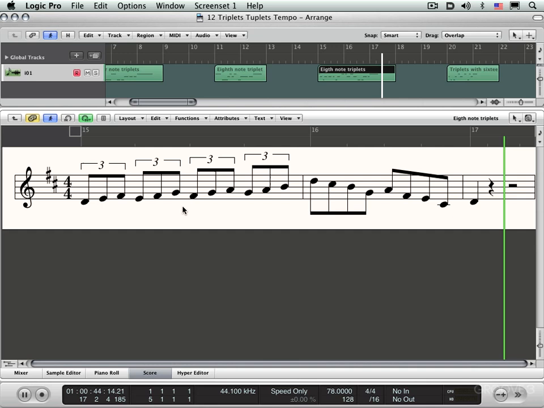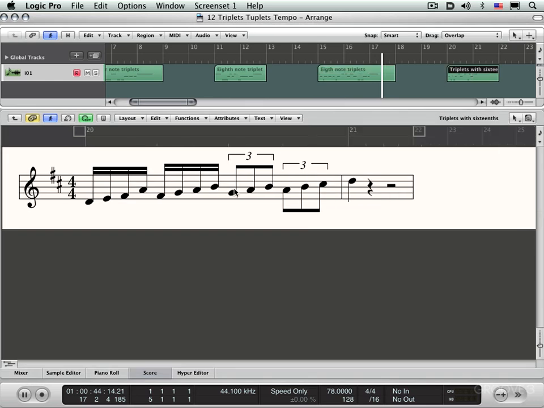One and a, 2 and a, 3 and a, 4 and a, 1 and 2 and 3 and 4 and 1. So straight subdivisions, triplet subdivisions. Now let's look at another example here. And these are eighth note triplets with sixteenths before them. Again, the same principle. 1 e and a, 2 e and a, 3 and a, 4 and a, 1.